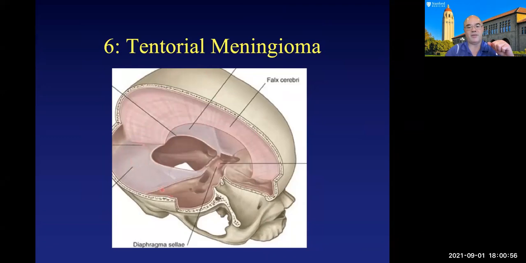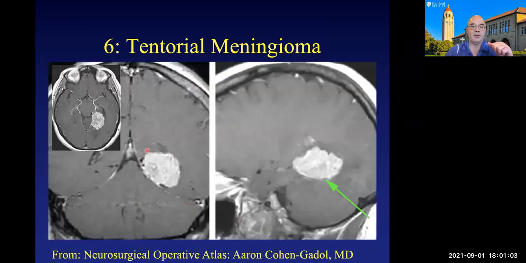So the tentorium is a fibrous web, and any meningioma that grows off of the tentorium is considered a tentorial meningioma. So this is an MRI scan showing a tentorial meningioma. This curve here is the tentorium. Here's the curve on the left side, and then here's the curve on the right side. And this is a tentorial meningioma because it started at the tentorium here and is growing outward into the brain. So this is a vertical slice. This is the profile view. And then this is the horizontal view here.